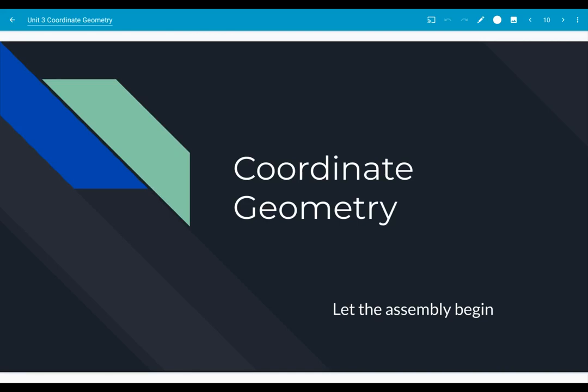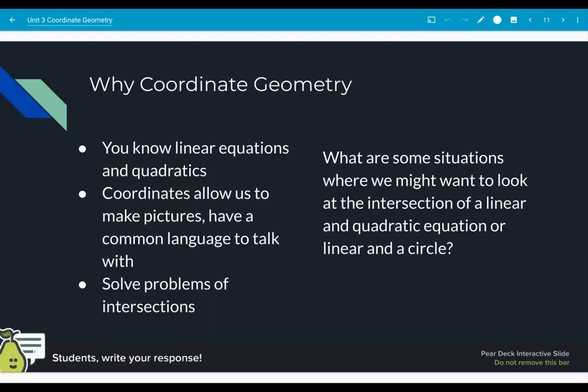In this video, we're going to start talking about coordinate geometry. Why we look at coordinate geometry is because it allows us to take numbers and letters and put them on a graph so we can have a picture and a common language to talk about them. Coordinate geometry allows us to solve problems of intersections.